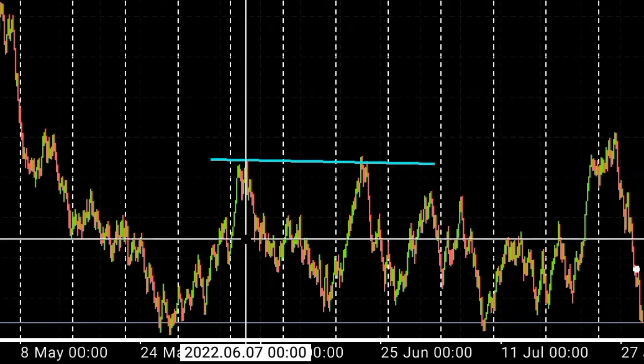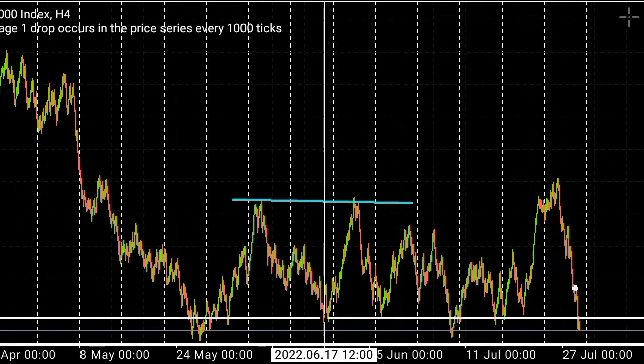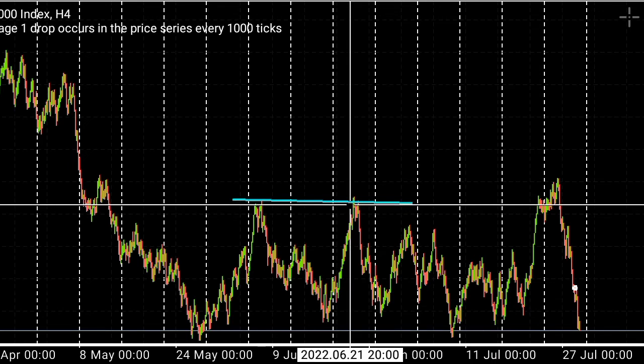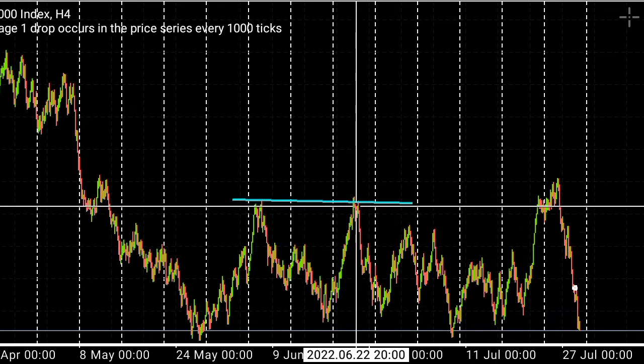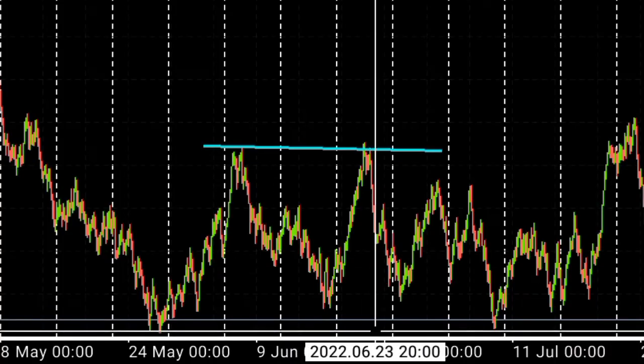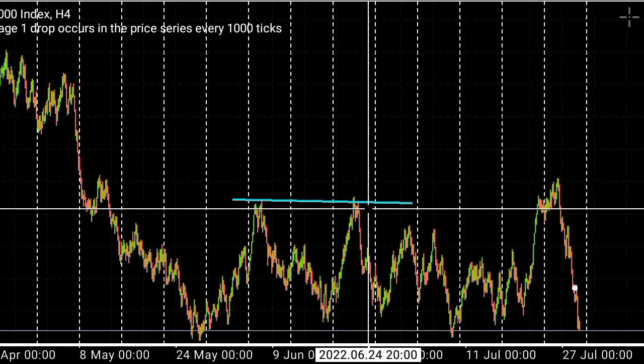Why is it a weak high? It failed to take out this low. Now, it came back, FTB first time back, and pulled back. This high is also a weak high. Why? It failed to take out this low. So both highs are weak highs.